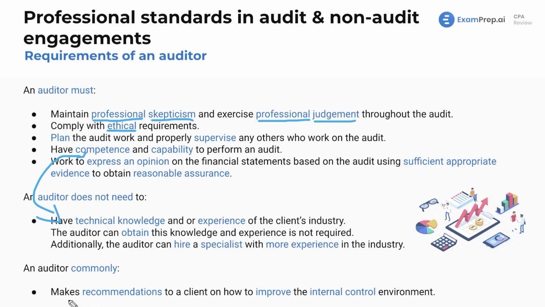An auditor commonly is going to make recommendations to a client on how to improve the internal control environment. That can happen. Now, you are independent. You're not doing work on behalf of the client and doing their books. But if you see a way that they're doing their books and you think they could do it differently and you believe there's a more efficient, better way for less possibility of fraud or error, sure, yeah, it's your responsibility.